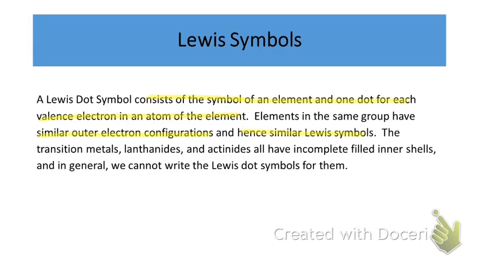However, you need to understand that the transition metals, the lanthanoids and the actinides all have incompletely filled inner shells. And so in general, we cannot write the Lewis symbol for them. That's pretty important to remember.